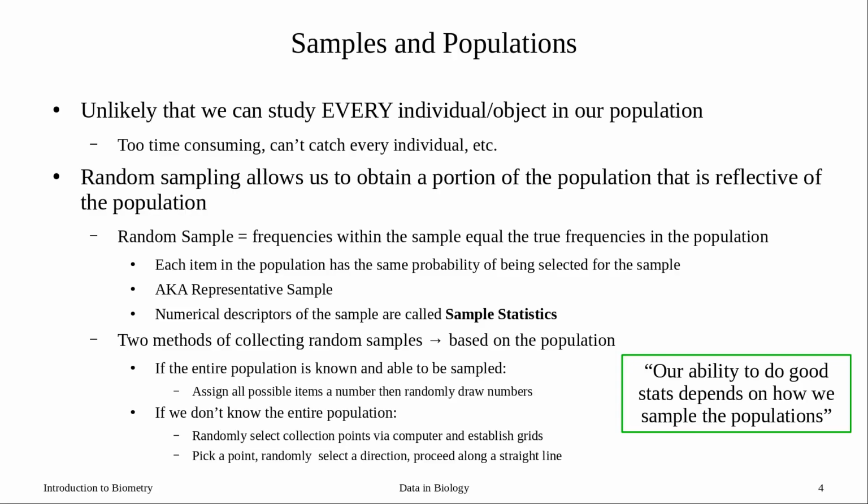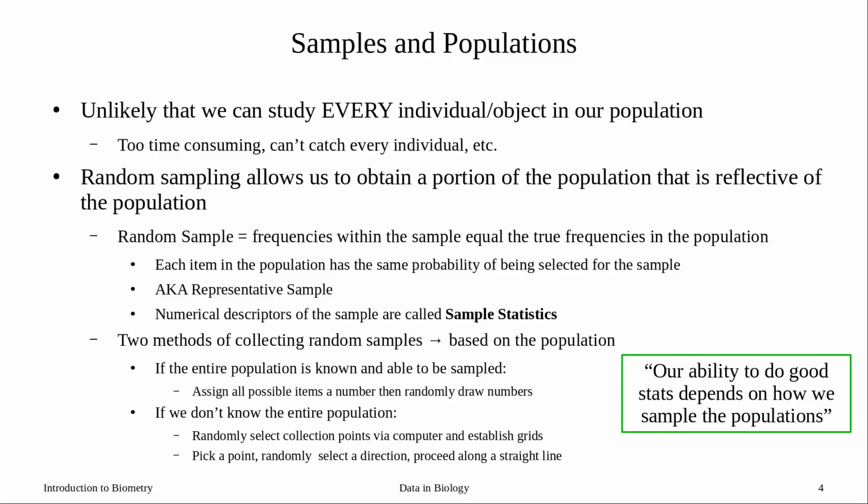With our samples, we can calculate the same types of statistics, so means and medians and variances, etc. But now, instead of being called parameters, we refer to them as statistics. So I list sample statistics here. We could also just say regular statistics. So with samples we have statistics, with populations we have parameters.